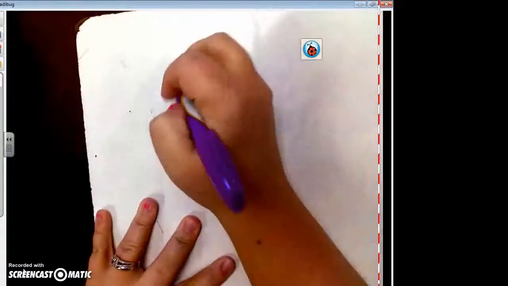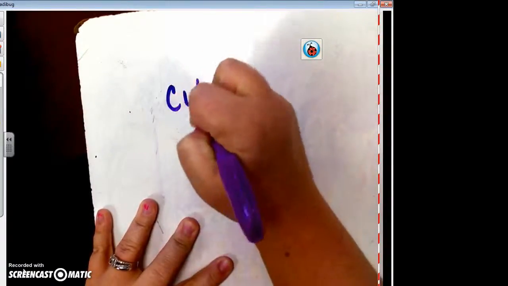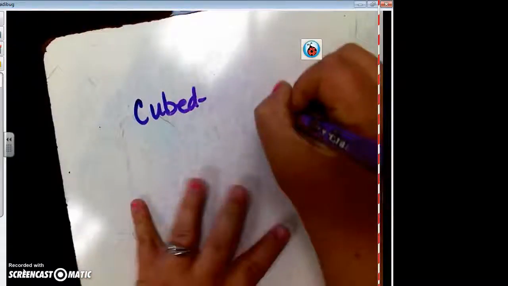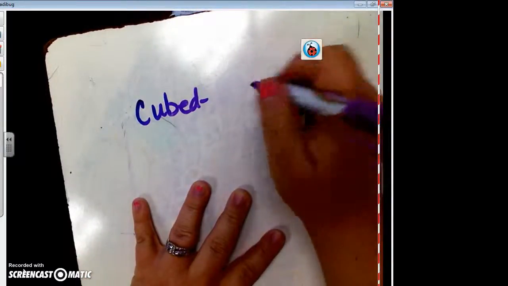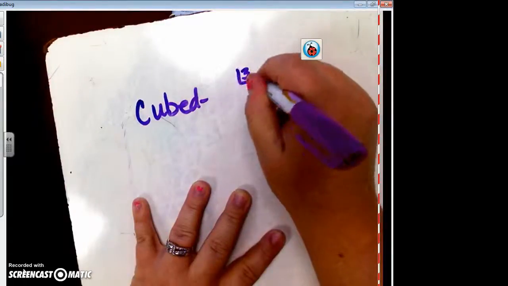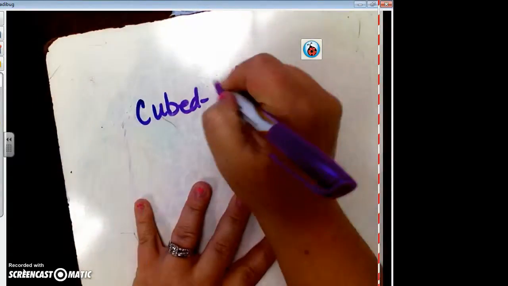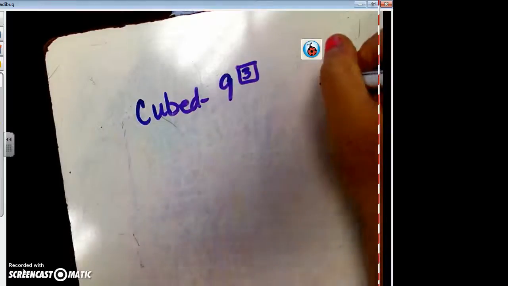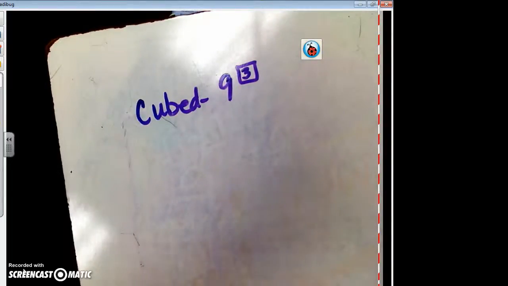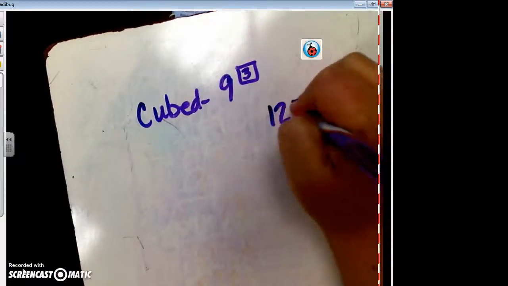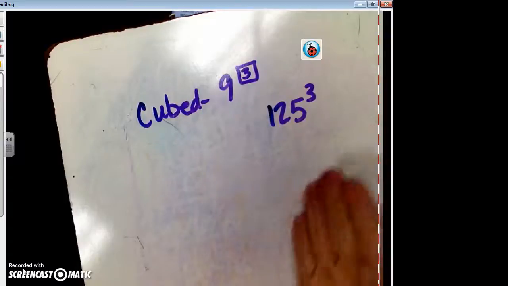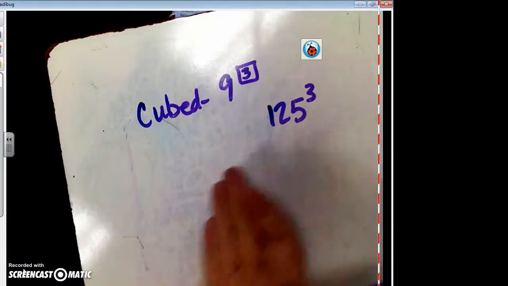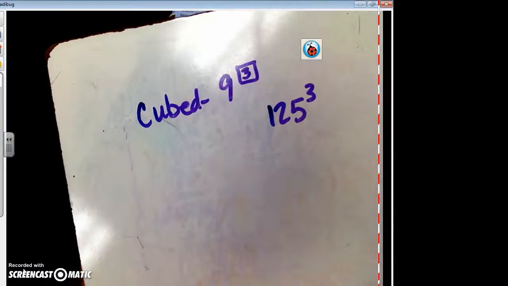Okay? I've already taught you the word cubed. Okay? Cubed means what? The exponent is 3. The little floaty guy, he's a 3. Okay? I could have 9 cubed. I can have 2 cubed. I can have 3 cubed. Any number can be cubed. I can have 125 cubed. Okay? All it means is I'm going to multiply my base by itself 3 times.